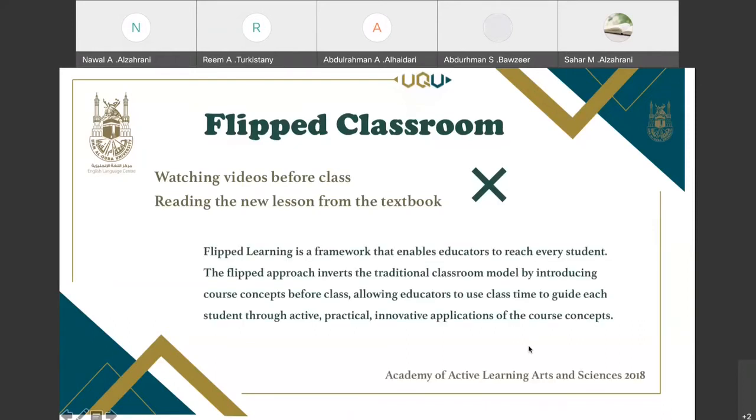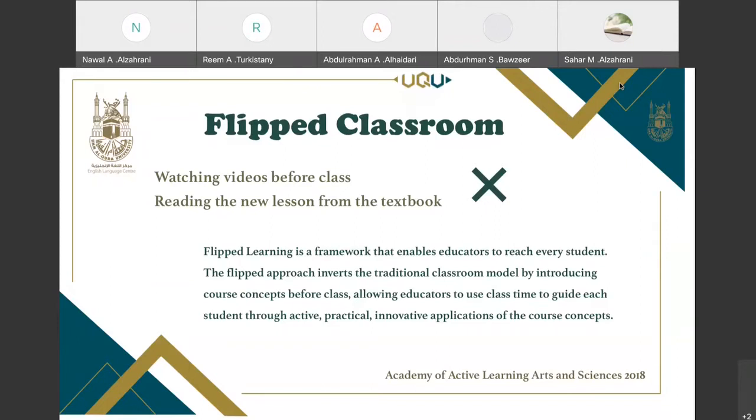What is it? As experts said, flipped learning is a framework that enables educators to reach every student. I want you to pay attention to this phrase, reach every student. That was a dream a long time ago for some experts. They said that our goal, our dream, is to find a teacher for every single student. Of course, this is hypothetical. We are unable to give a teacher to every student. But somehow in the flipped classroom, teaching can be personalized.